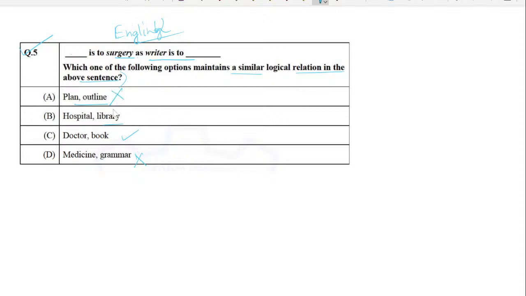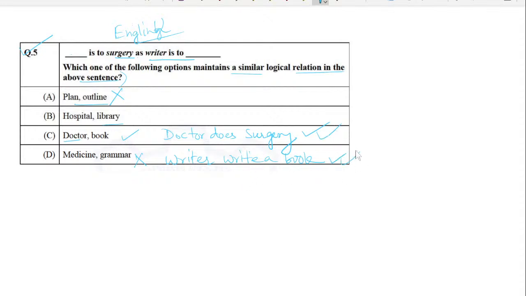Now if we see the meaning of this sentence in option C, the doctor does surgery, and the writer writes a book. That means the doctor does surgery, and the writer also makes a book by writing the book.